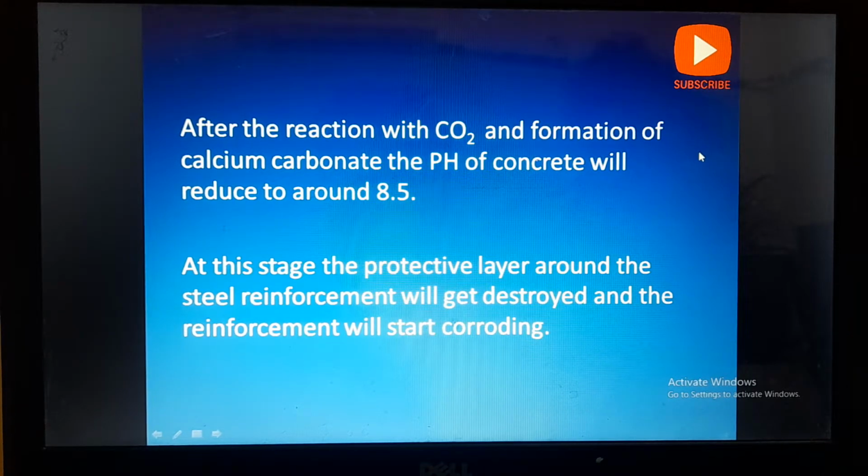After the reaction of CO2 and the formation of calcium carbonate, the pH of the concrete will reduce to around 8.5. At this stage, the protective layer around the steel reinforcement will get destroyed and the reinforcement will start corroding. As soon as the structure is affected by carbonation, the pH of the concrete will reduce to 8.5 and the protective layer around the steel reinforcement will get destroyed and the steel will start corroding.